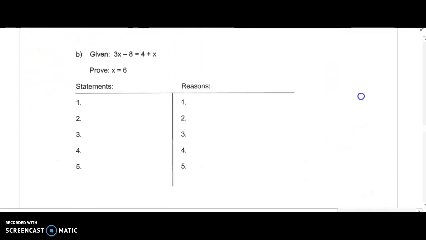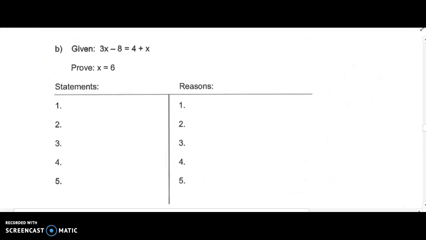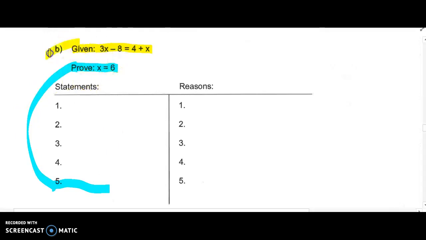So here is another one from scratch, completely blank. You may already be ready to go ahead and do this again. If so, feel free to fast forward the video, try it yourself, and check the answer at the end. At this point, I hope you're feeling comfortable writing the proof and the given. So this is 3x minus 8 equals 4 plus x, for always our first statement is that given statement. Our prove is always the last statement. And then our first reason is always given.